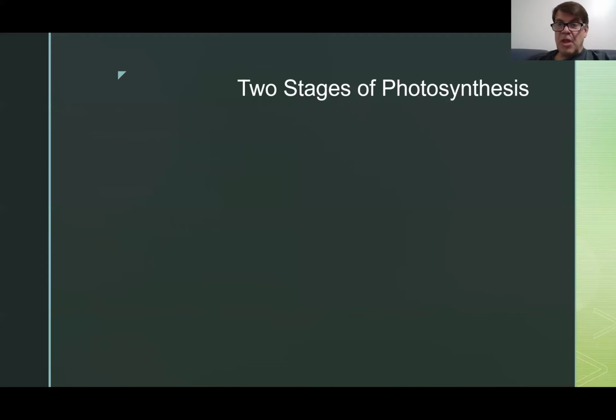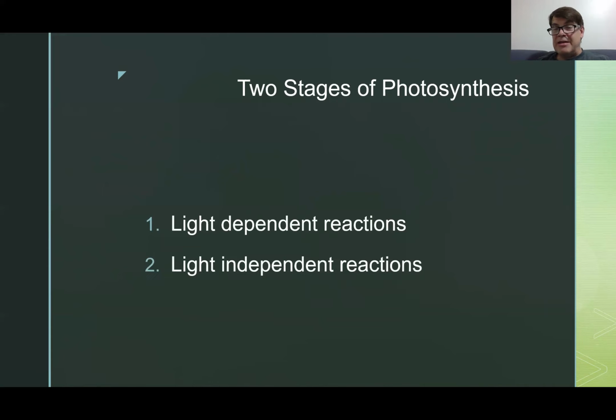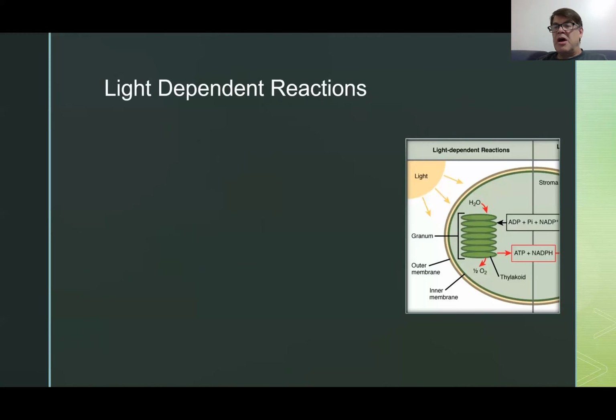Okay, the two stages of photosynthesis are the light dependent and the light independent reaction, which makes sense, right? First, stage one, get the light in. Stage two, do something with what resulted. Now, the rest of the chapter is going to unfold this, so don't feel like you have to understand everything about the light dependent and light independent reactions.